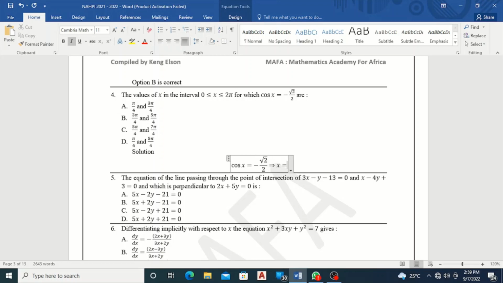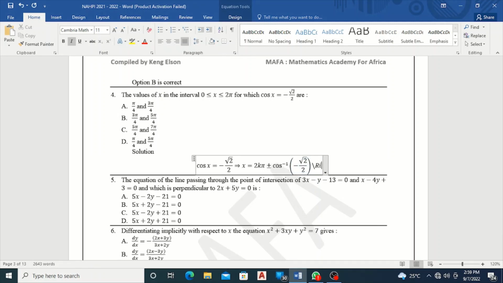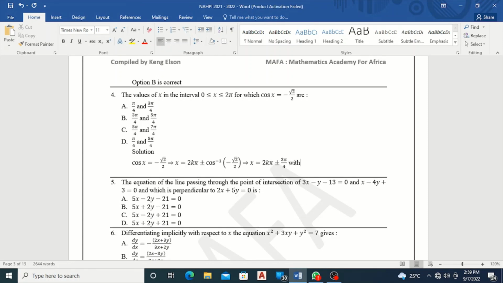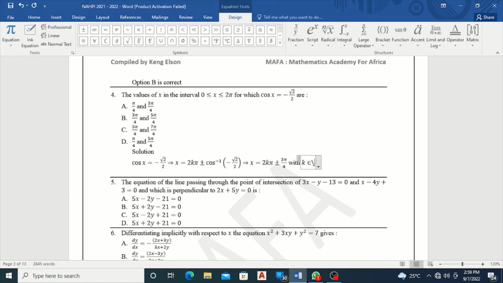So our x will be equal to 2k pi plus or minus the principal value, which is cos inverse of negative root 2 divided by 2. Since you can use calculators, it's good. Cos inverse of negative root 2 over 2 is 3 pi on 4. So our x is equal to 2k pi, remember that k is any integer, plus or minus 3 pi divided by 4. Let me specify that our k is in the set of integers.